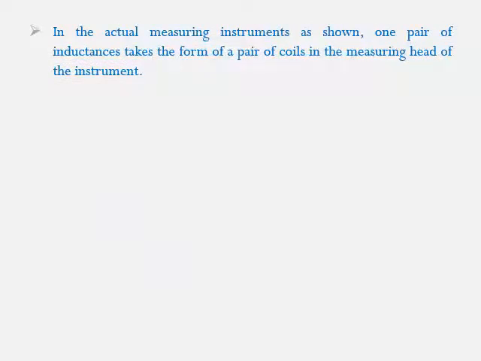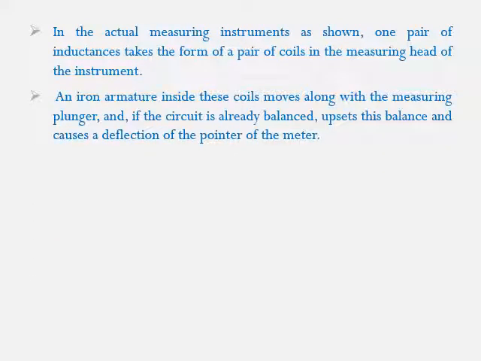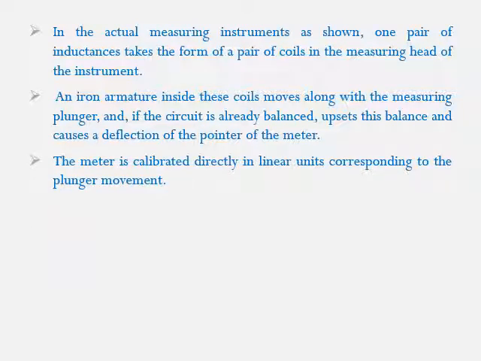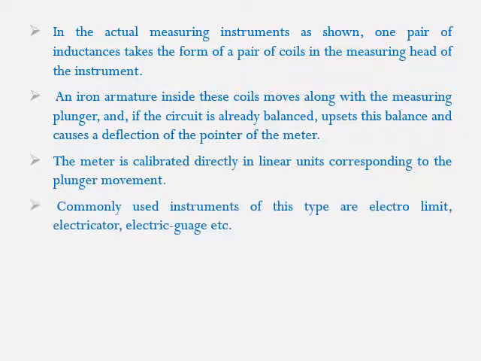In actual measuring instruments, one pair of inductances takes the form of a pair of coils in the measuring head of the instrument. An iron armature inside these coils moves along with the measuring plunger, and if the circuit is already balanced, this upsets the balance and causes the deflection of the pointer of the meter. That's why generally one resistor, let me say R2 or R4, is connected as a measuring device. The meter is calibrated directly in linear units corresponding to the plunger movement.